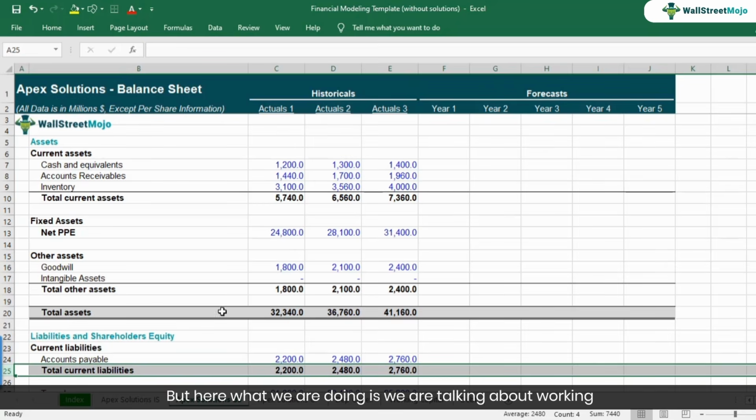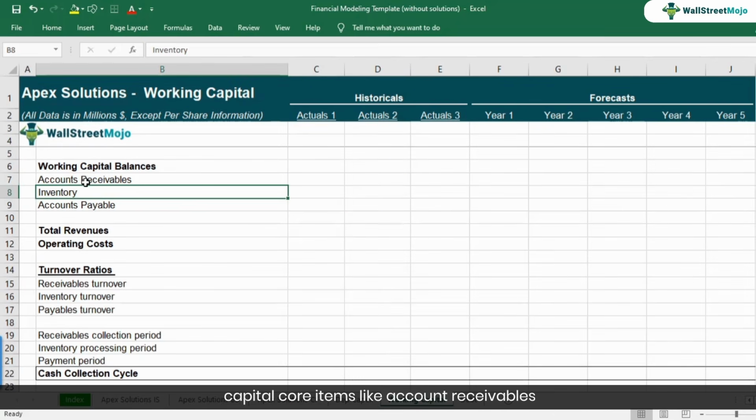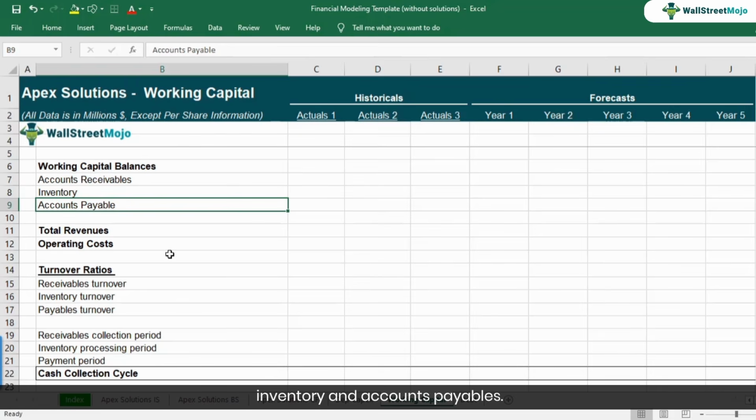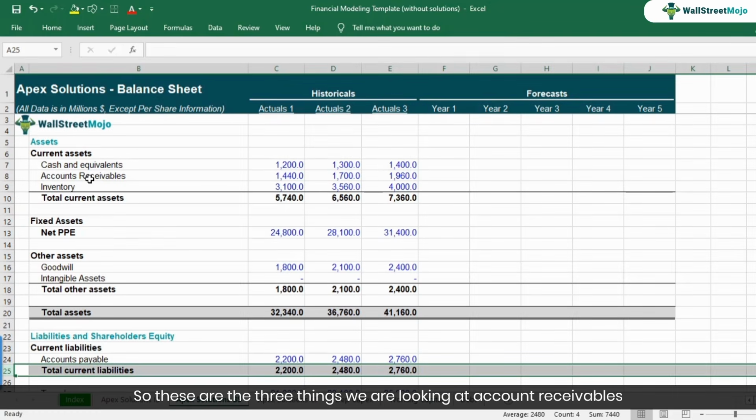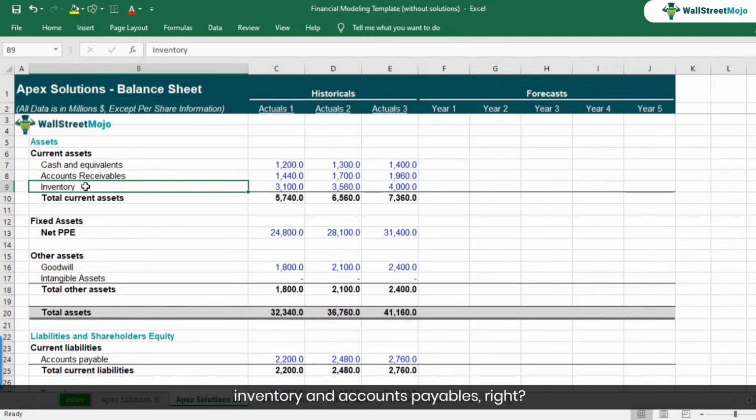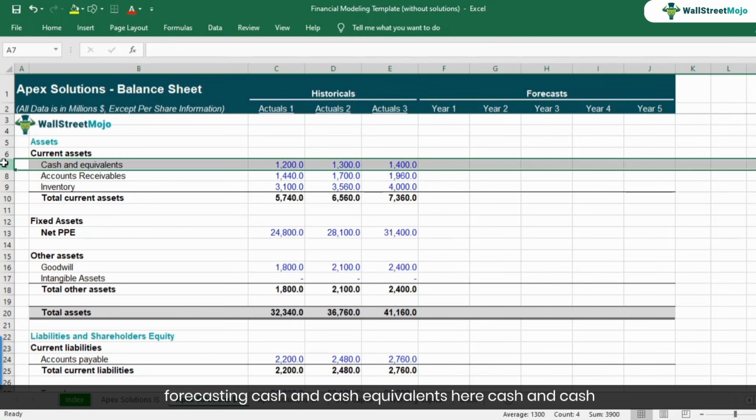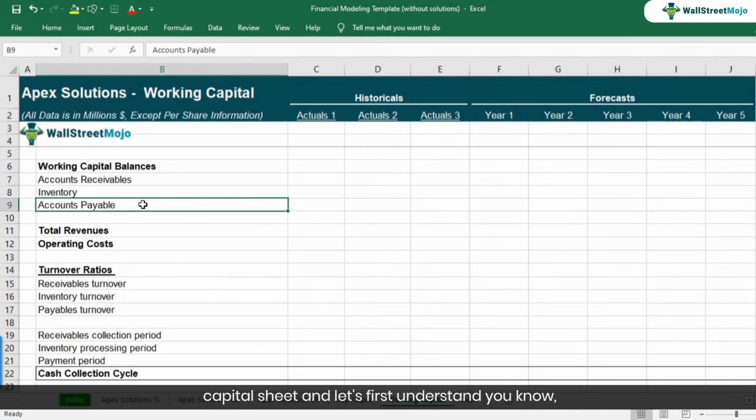But here what we are doing is we are talking about working capital core items like accounts receivable, inventory and accounts payable. So these are the three things we are looking at: accounts receivable, inventory and accounts payable, right? So when it comes to forecast, we will not be forecasting cash and cash equivalents here. Cash and cash equivalents will come separately in the cash flow statement. Okay, now let's go back to this working capital sheet and let's first understand what these terms actually mean.